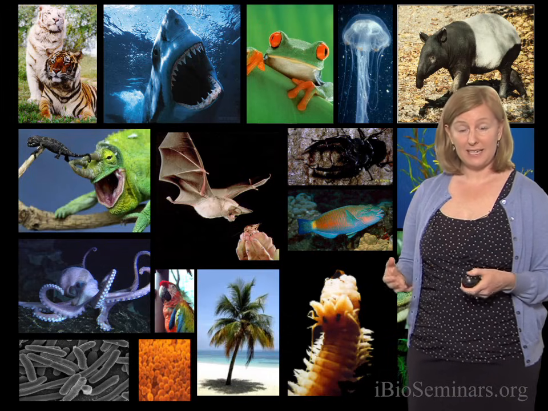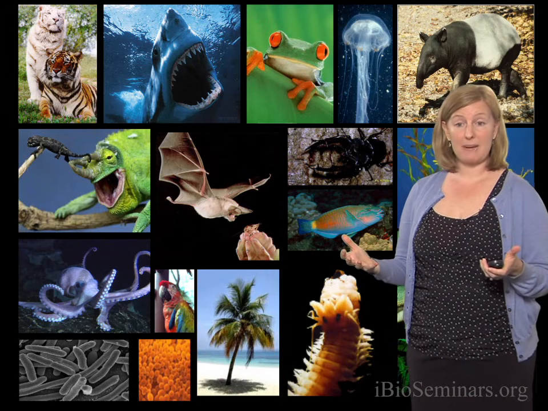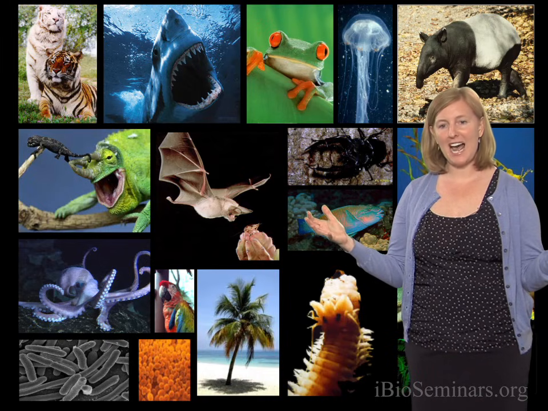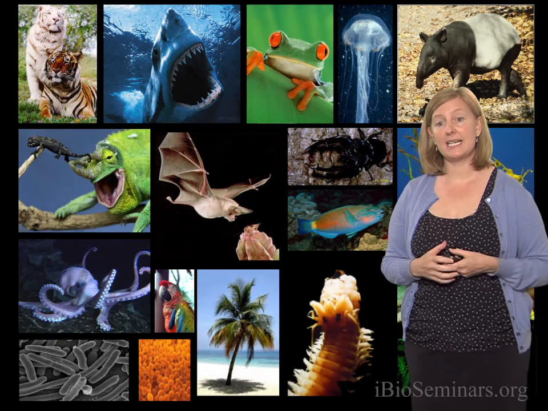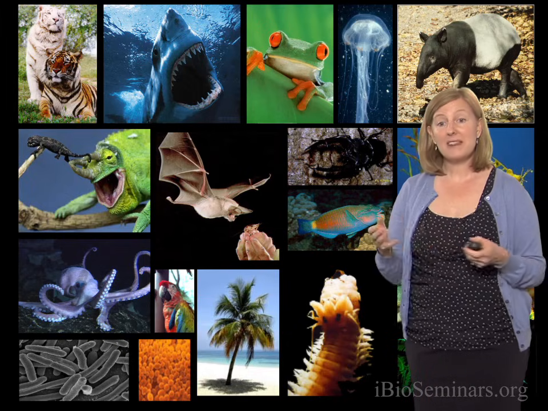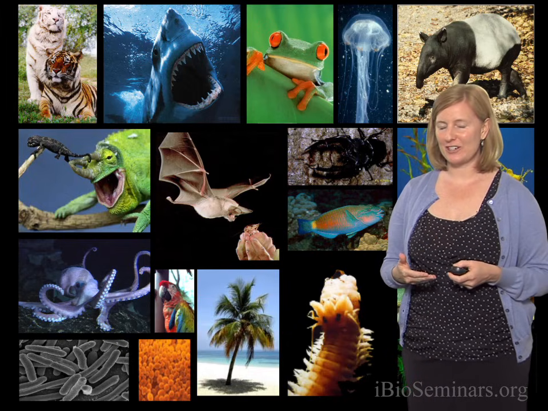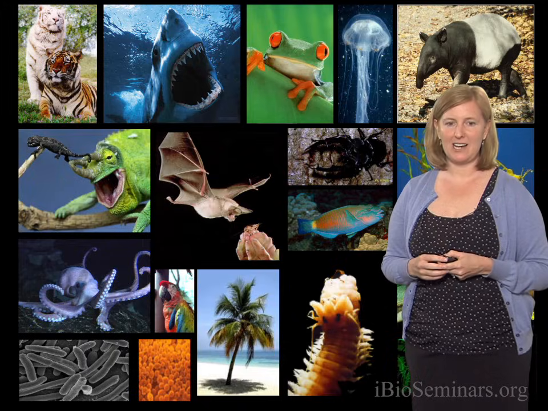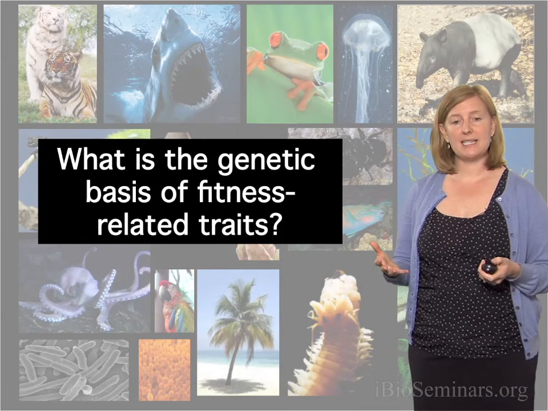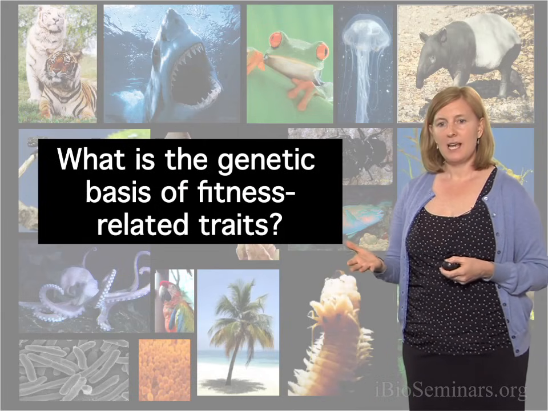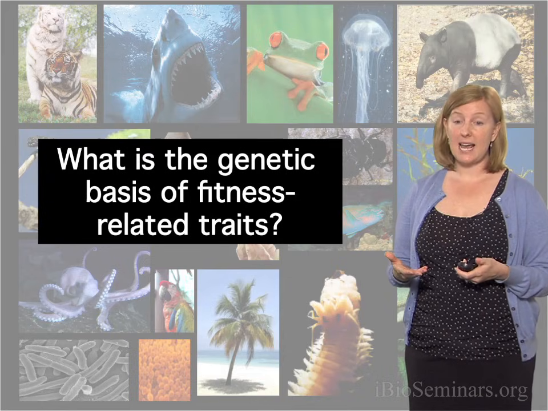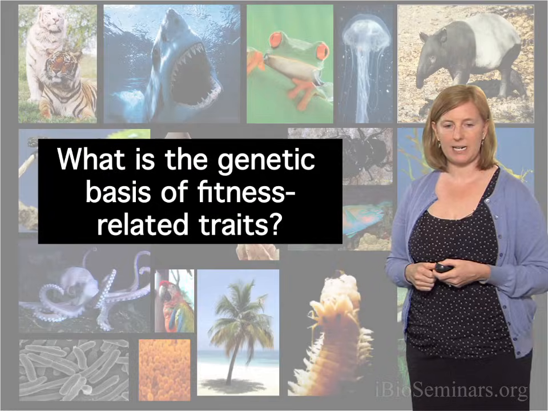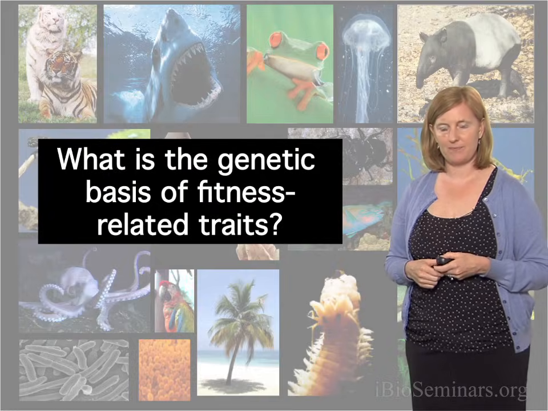So like Darwin, one of the big questions in evolutionary biology today is what gives rise to this amazing diversity? How is variation generated and maintained in natural populations? But thanks to Watson and Crick, we can look for that answer in the genetic code. So the big question that we're focusing on is, what is the genetic basis of fitness-related traits? By fitness-related traits, I mean traits that improve the probability of survival or reproduction of organisms in natural populations.